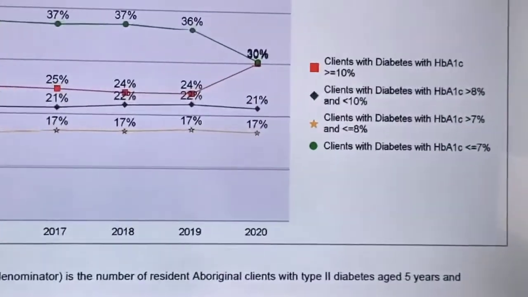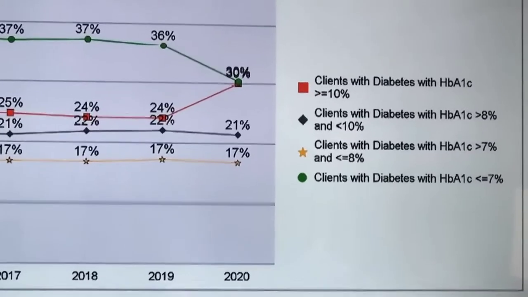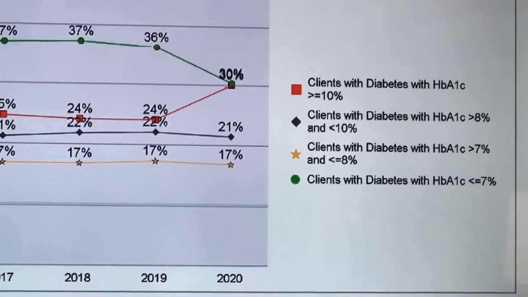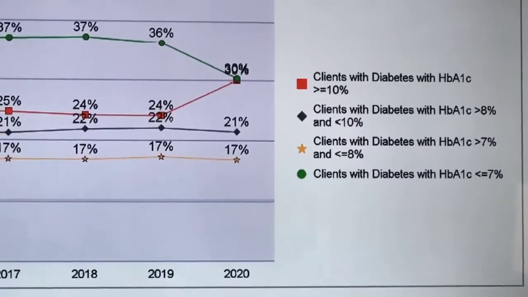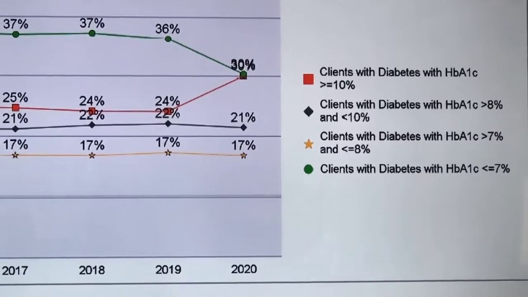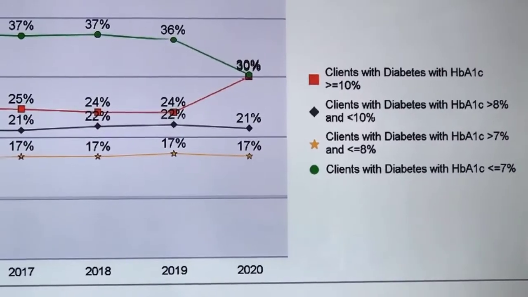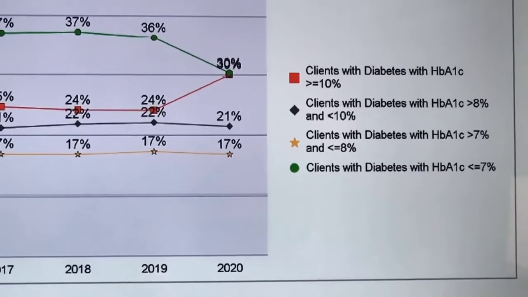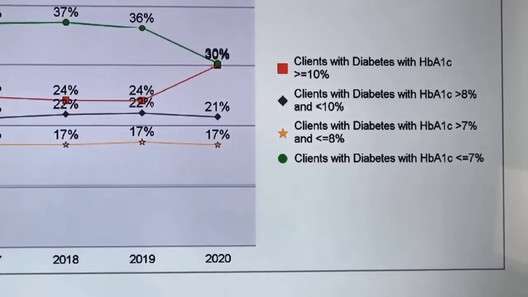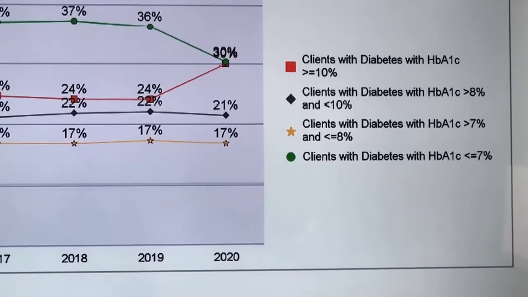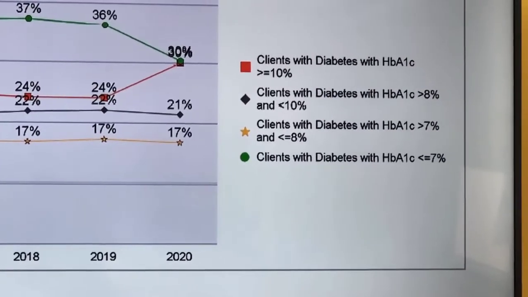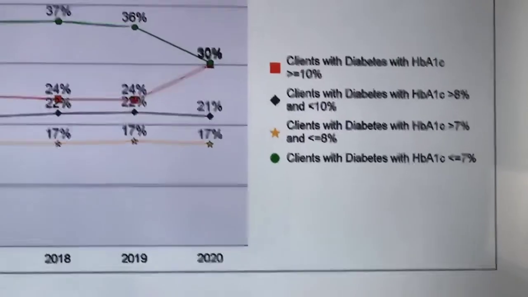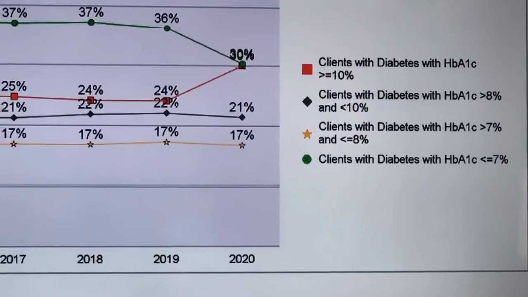Over on the right-hand side is the legend. And here we have 4 different groups. We have diabetics with an HbA1c of greater than 10. We have diabetics with an HbA1c of greater than or equal to 8 and less than 10. We have clients with diabetes with an HbA1c that's greater than 7% and less than or equal to 8. And then we have clients with an HbA1c of less than or equal to 7%. So we've got 4 different stories here.